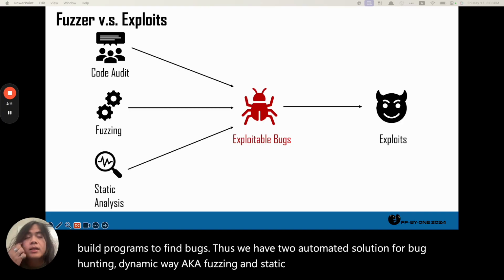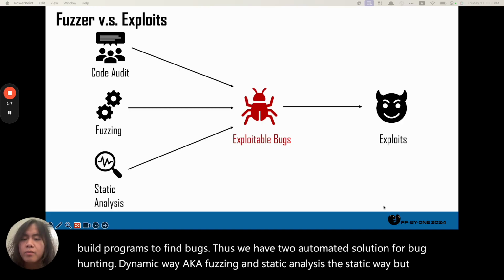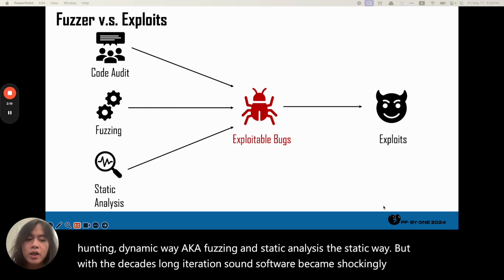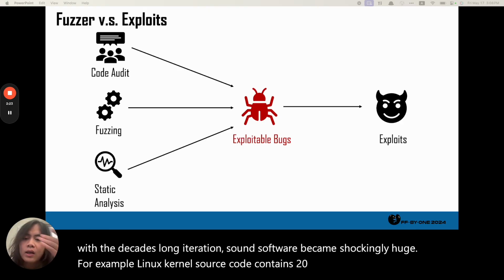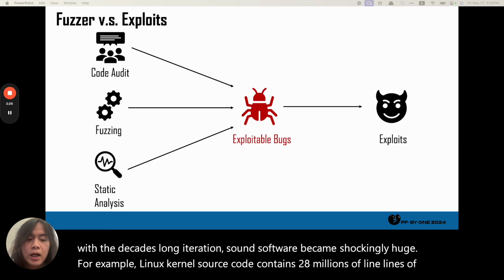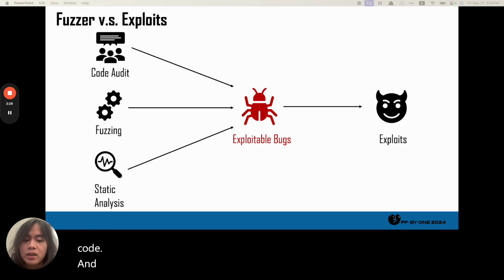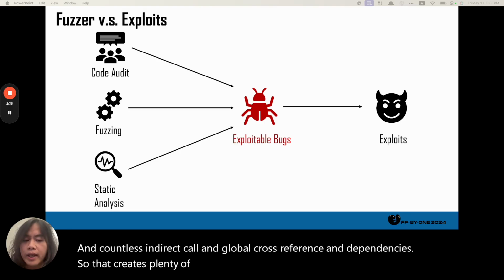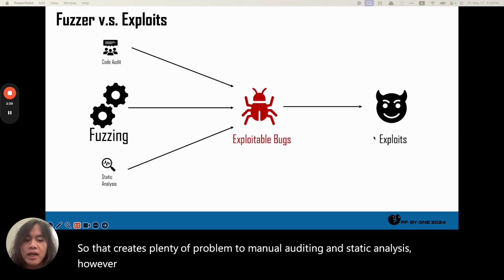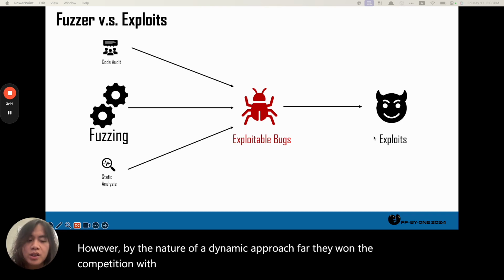But with decades-long iteration, some software became shockingly huge. For example, the Linux kernel source code contains 28 million lines of code, and countless indirect calls, global cross-references and dependencies. That creates plenty of problems for manual auditing and static analysis. However, by the nature of a dynamic approach, fuzzing won the competition with unbeatable efficiency and the lowest false negative rate.